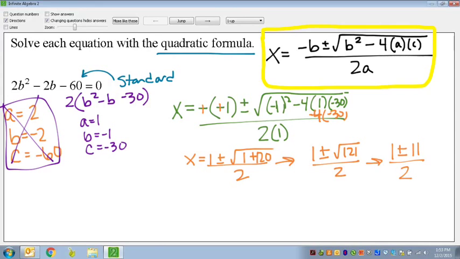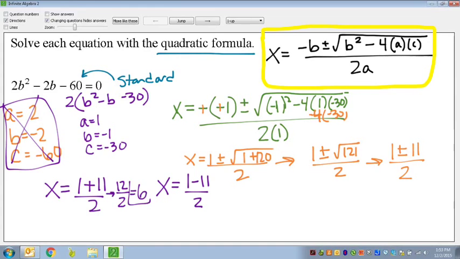Okay. So I have two different problems here, right, because of the plus minus sign. So that means I have to write two different problems. So that means x equals 1 plus 11 over 2. I also have x equals 1 minus 11 over 2. Okay? Well, 1 plus 11 is 12. 12 over 2 equals 6. So one of my answers is 6. Over here, 1 minus 11 is negative 10. Negative 10 over 2 equals negative 5. So negative 5 is one of my answers. So those are my two answers using the quadratic formula.